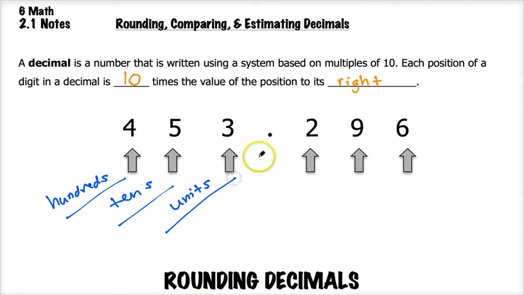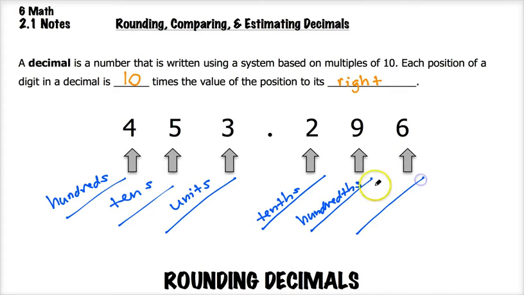And then once you get to the right of the decimal point, that's when we start adding the THs to the decimal places. So this 2 here is in the tenths place. The 9 is in the hundredths place. The 6 is in the thousandths place. And then we could go on forever to the 10 thousandths, the 100 thousandths, etc. So as you go to the right, each of those digits represents a smaller and smaller place value.